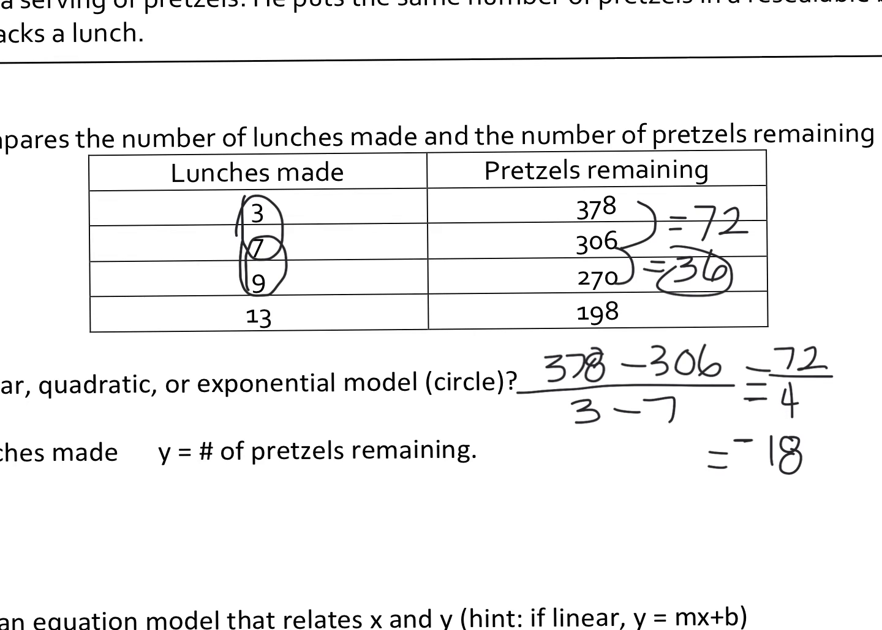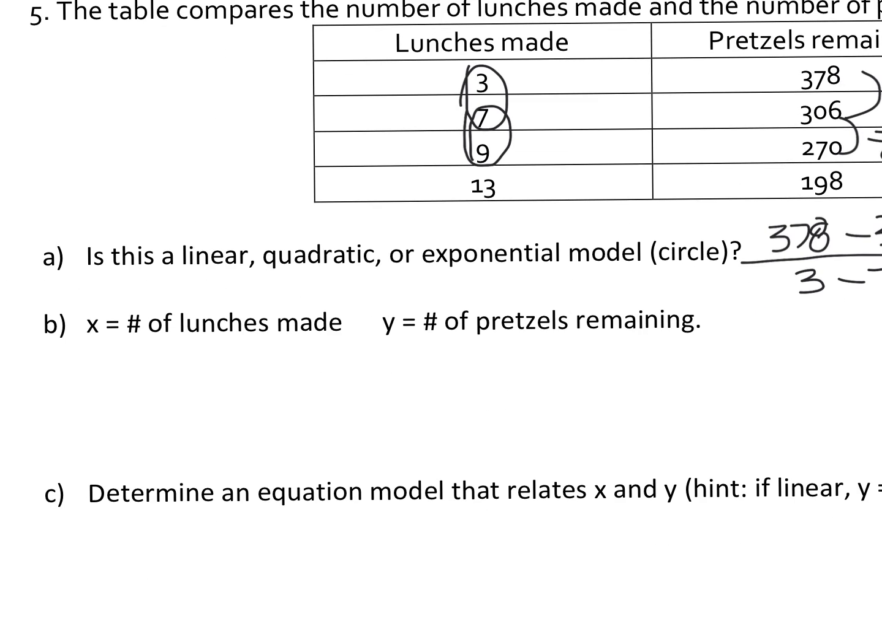So we could do the same from 306 to 270, 36 now divided by negative 2. That would also give us negative 18 right here. So 36 divided by negative 2 would also give us negative 18. And we could do the same here. So what's happening is, first off, this does have a constant change. It's constant, so therefore it's linear.